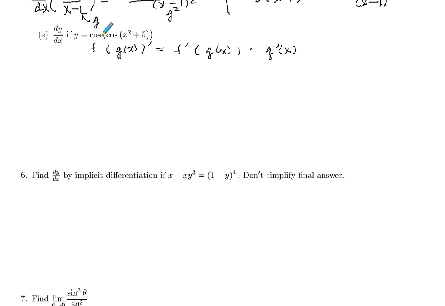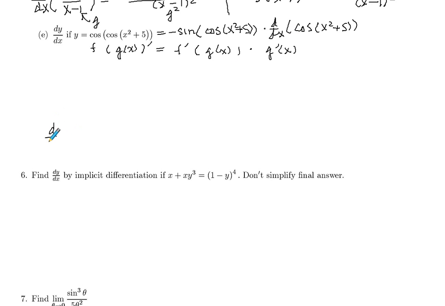So the derivative of the outside function, cosine, is negative sine. Plug in the inside function, so this inside stays the same, cosine of x squared plus 5. And now times the derivative of the inside function. So this is our g of x. We have to do the derivative of the inside. So times the derivative with respect to x of this inside function, which is cosine of x squared plus 5. Okay, now again, let's pull this off to the side, work it out, and then we'll plug it back in.